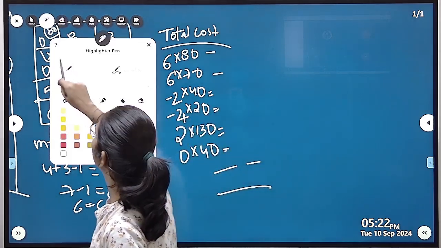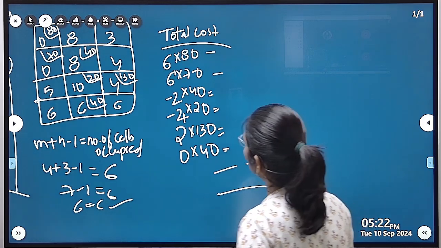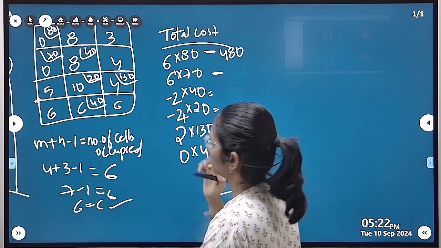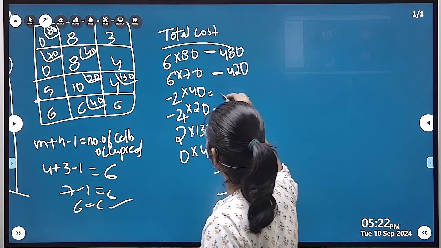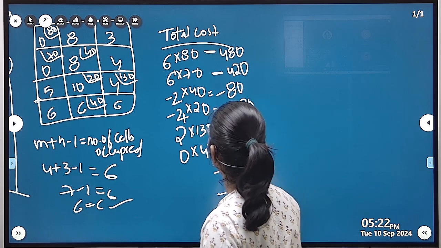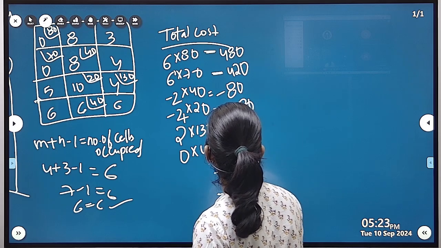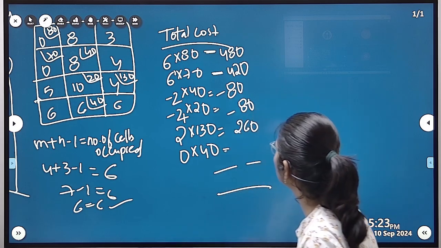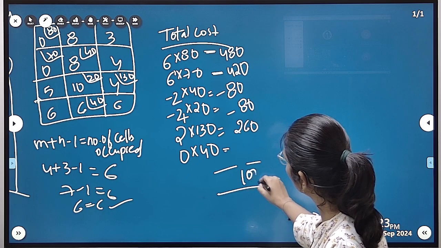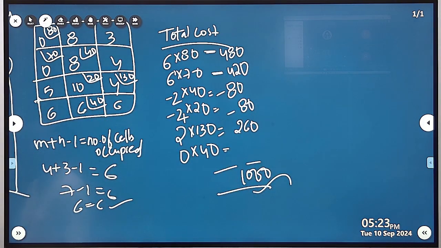So while calculating the total cost, we need to take the cost values from the profit making matrix. 480, for 20, 80, 130 into 2 is 260 and 0. So tell me, how much did you get? 480 plus 420 minus 160 plus 260. 1000. So is that right? Check it with your book. Okay, clear?